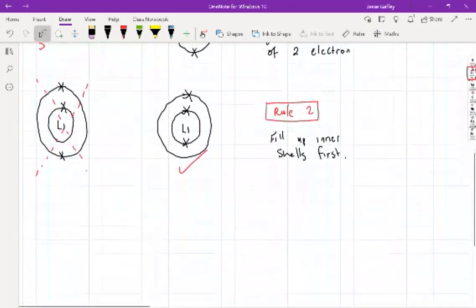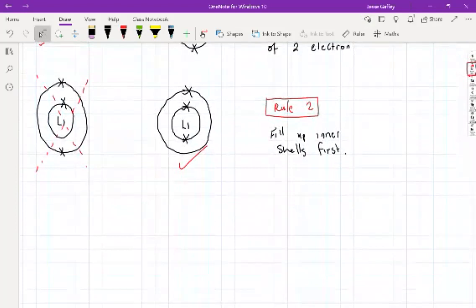We're now going to look at a third rule, but for this, we're going to need to look at a different atom because we need to see rule 3 in action. We're going to need an atom that's got more electrons. So we're going to take phosphorus. Phosphorus is another element. It has the symbol capital P. So I want you to pause the video, find out how many electrons phosphorus has.